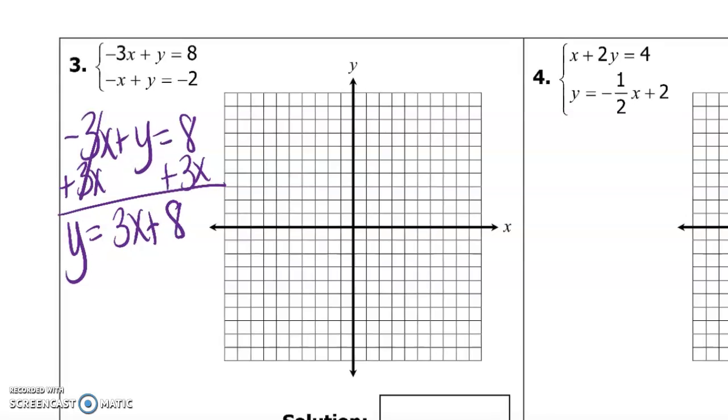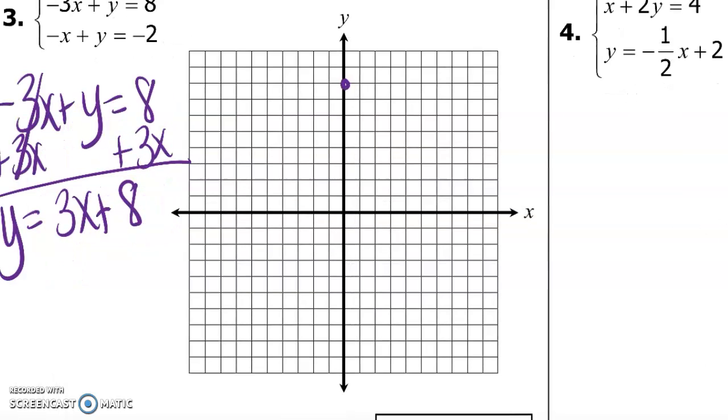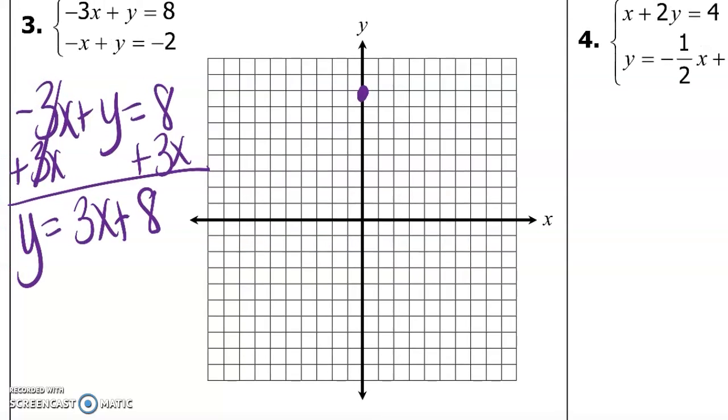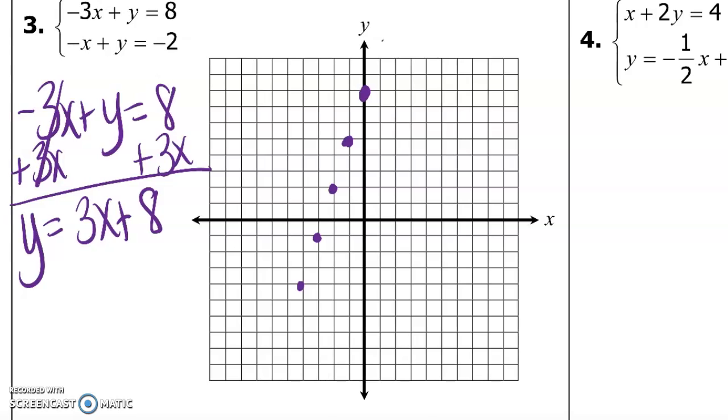So I start with going up 8. And then normally I would go up 3 and right 1, but that would take me off the graph, so I need to go down 3 and left 1. And again, you can put as many dots as you want. I like to put a lot of them on there so I can find where my lines cross. Carefully draw your line with a ruler. And put your arrows on the end.